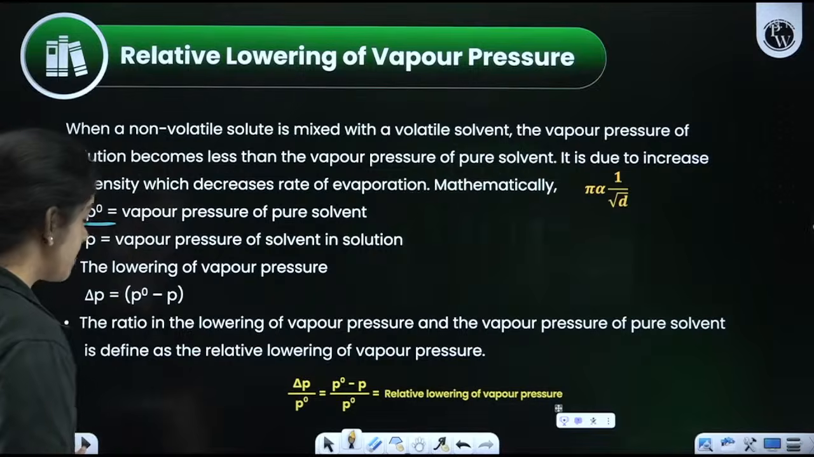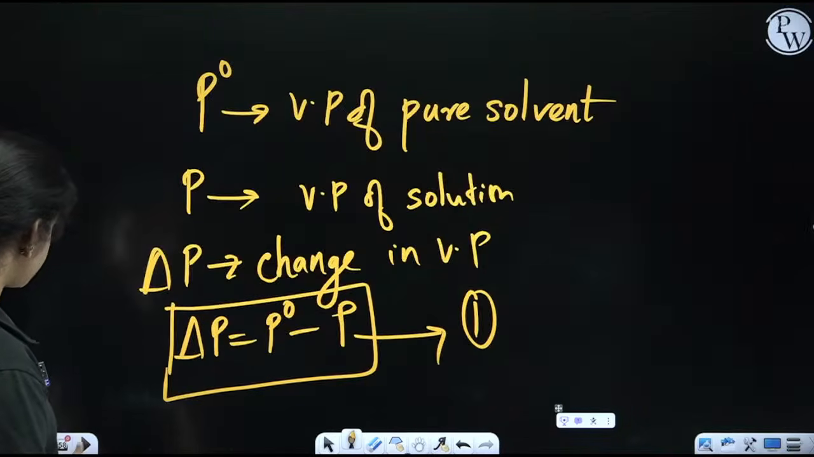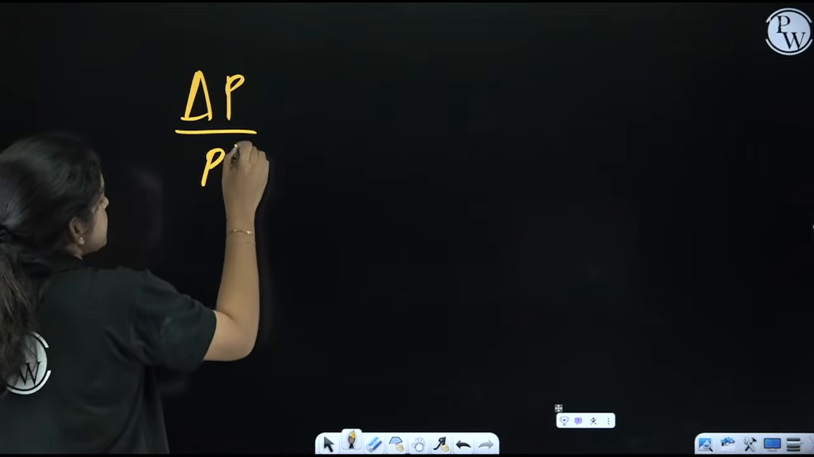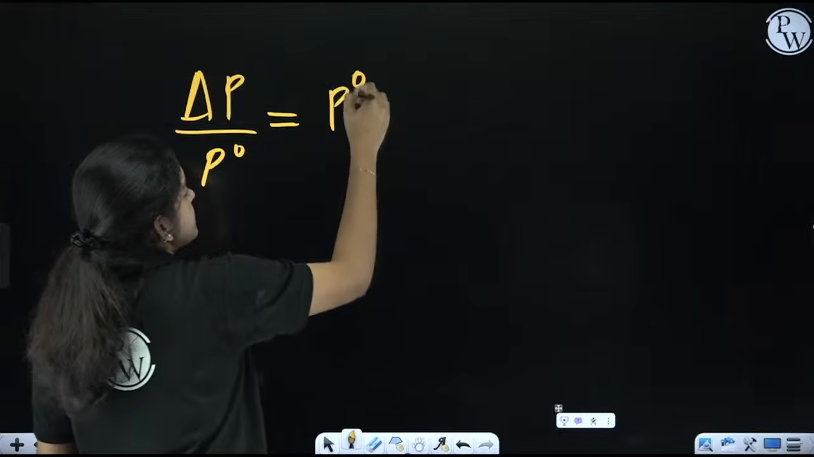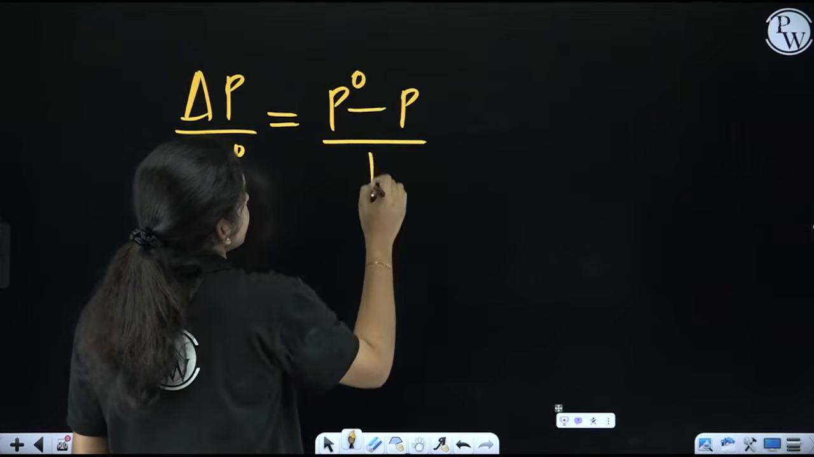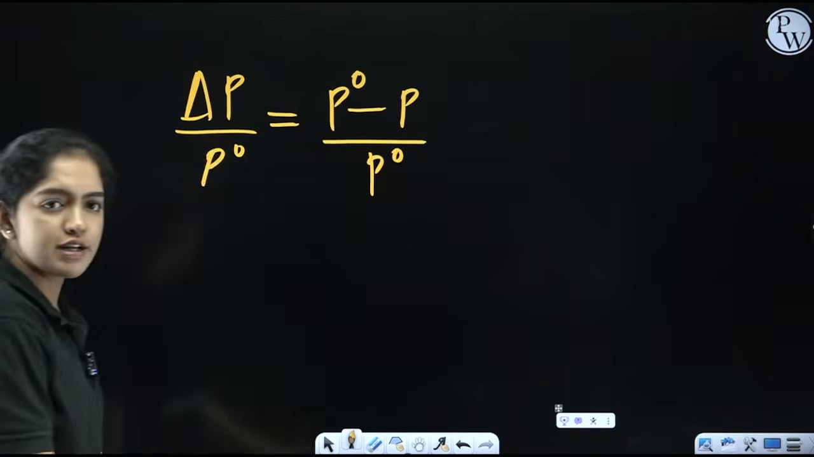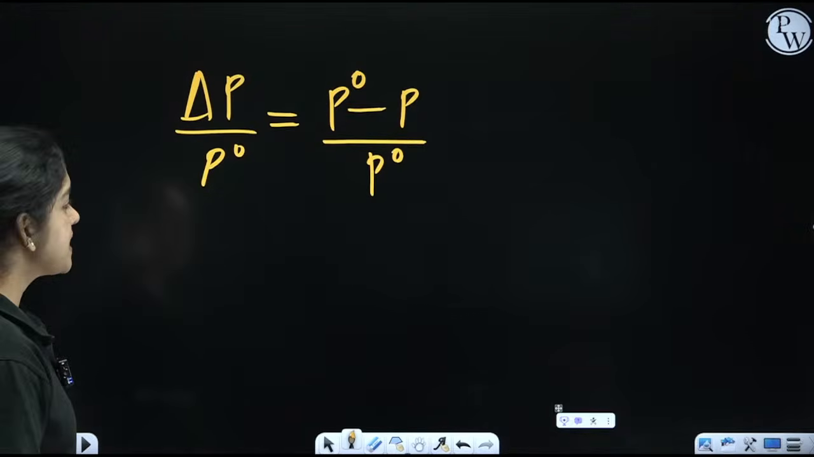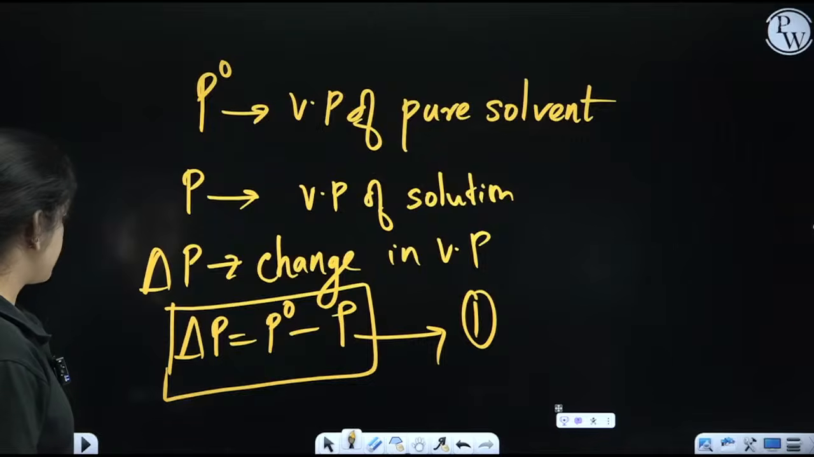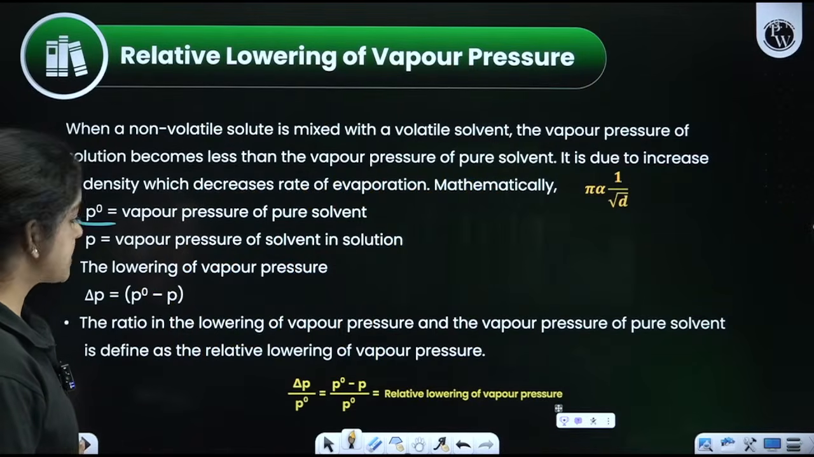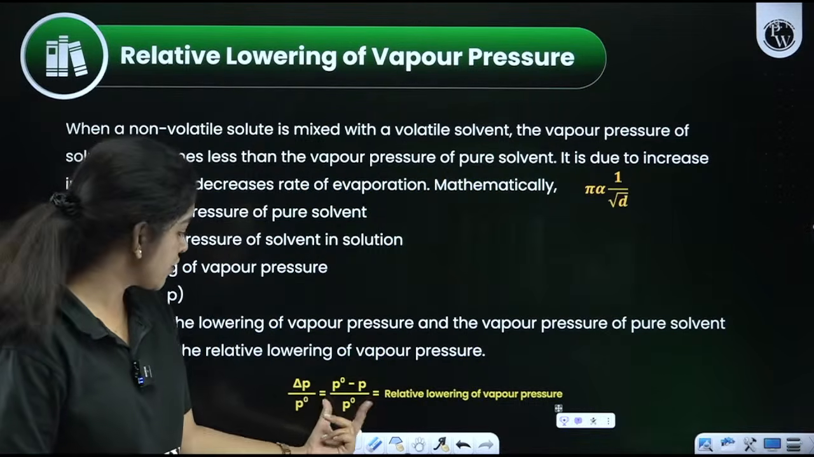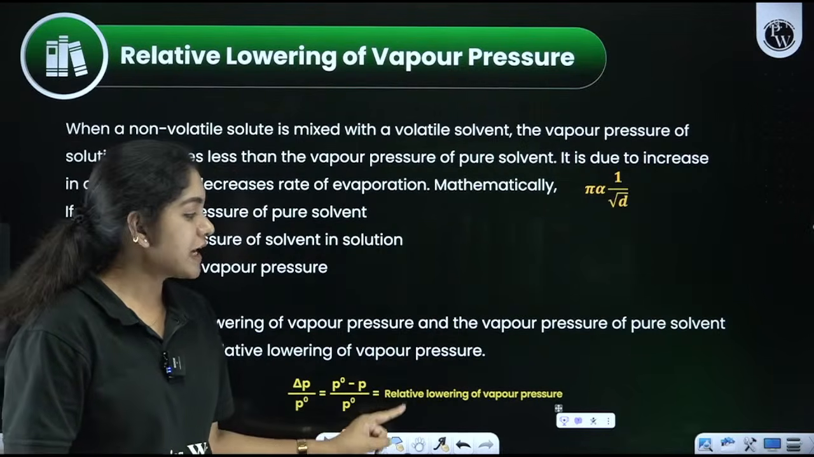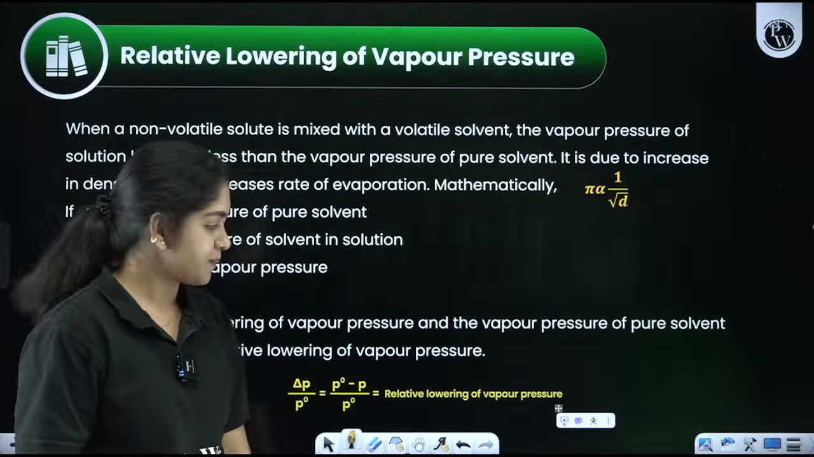So what will happen here? We can write delta P divided by P0 equals P0 minus P divided by P0. You can call it P naught also. Delta P divided by P0 equals P0 minus P divided by P0. And this is known as the relative lowering of vapor pressure equation. Delta P by P0 is equal to P0 minus P by P0, equal to the relative lowering of vapor pressure. Okay.